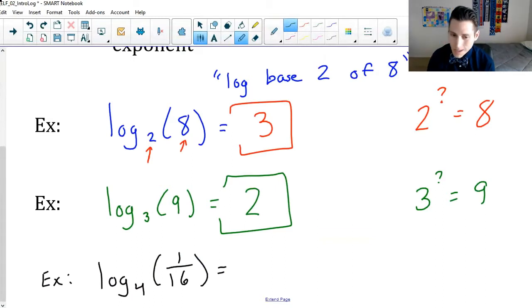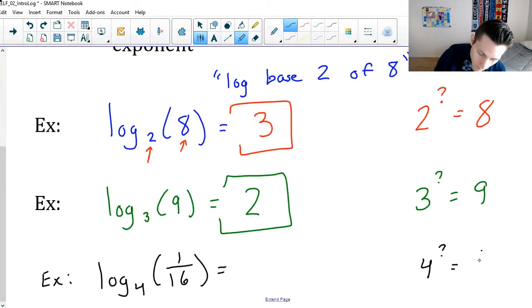And then just one more slight mix-up. Log base 4 of 1/16. Okay, so now this is asking me 4 to what power makes 1/16.